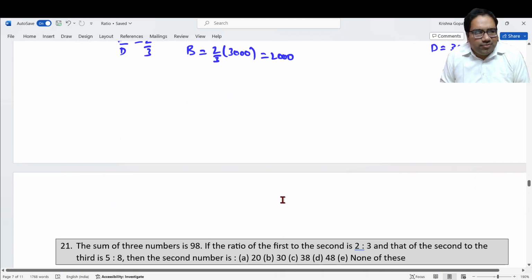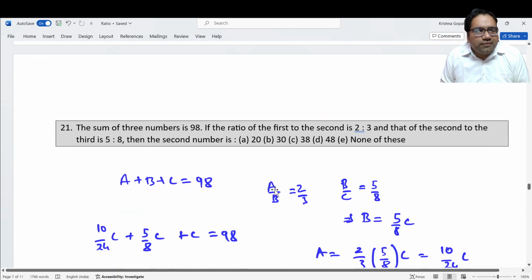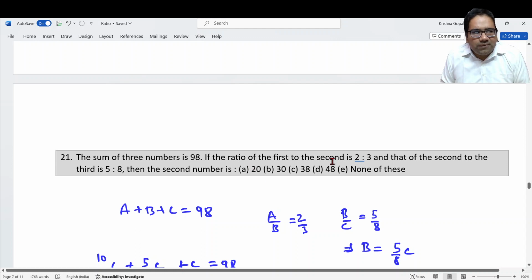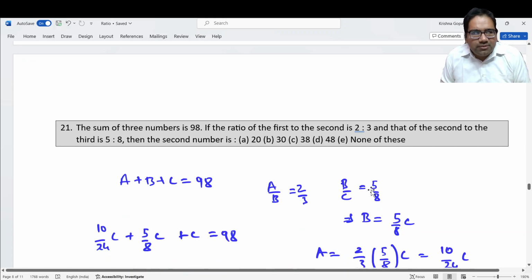Okay. Next one. The sum of three numbers is 98. If the ratio of first to the second is 2 is to 3 and that of second to the third is 5 is to 8, then the second number is? Very good. We'll take A, B, C as the three numbers. A plus B plus C is equal to 98, and A by B is equal to 2 by 3, B by C equal to 5 by 8. This is what is given. Let's substitute. What is B? B equal to 5 by 8 C. Right. A, B, C. The ratio is given, right? Now let's calculate.